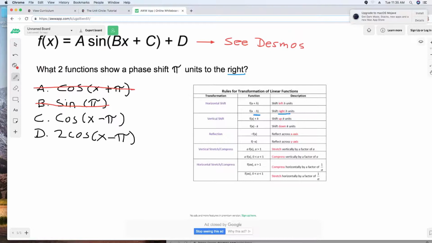Okay, so what two functions? So it has to be C and D because both of these have a minus pi. Now this is a little bit different. You have a 2 in the front, but right now they're just asking about the phase shift. They're not asking about anything else. As long as you have x and then a minus to indicate that it moves to the right, and then the bound that they're asking, that's all you need.